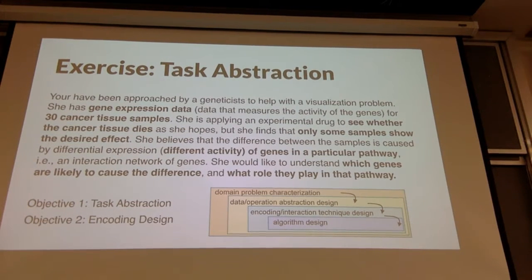And I want you to do the task abstraction first, and then design the visual encodings that can address this domain description. This is a lot of text, and that's why this is printed out for you. And there's also some more notes about the data on here. So I'll give you 15 minutes to do that.